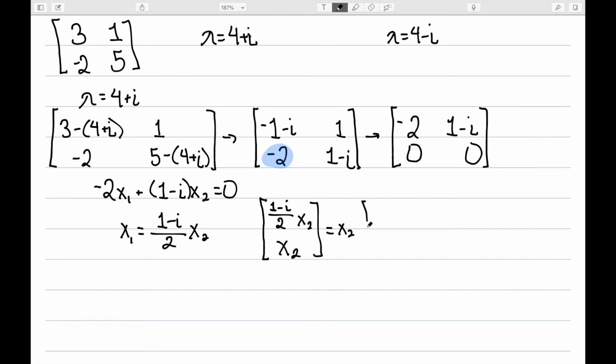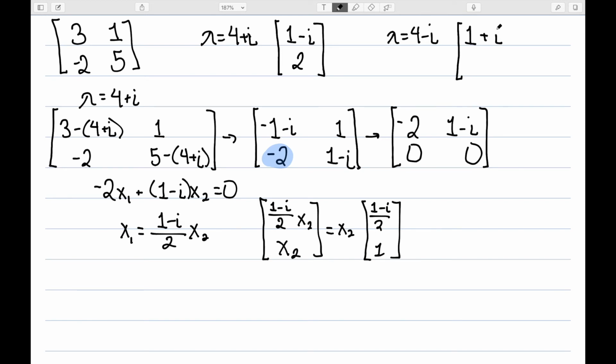Factoring out the x2 gives me (1 minus i) over 2, 1. And we like to go ahead and multiply through by our denominator to get 1 minus i, 2 for my eigenvector. For 4 minus i, we just change the signs on the imaginary parts. So this one would be 1 plus i, 2. And now we have both of our eigenvectors.